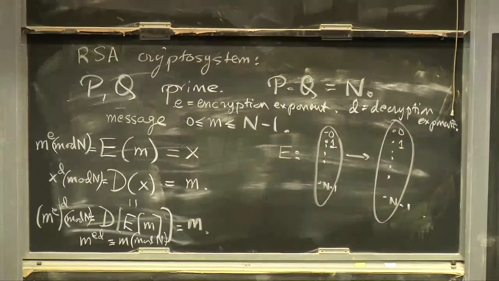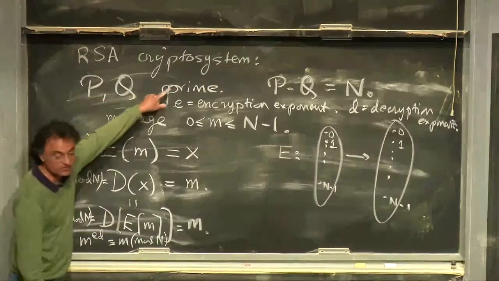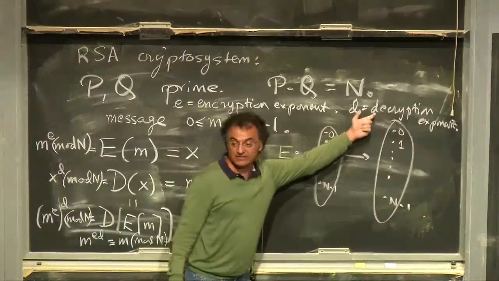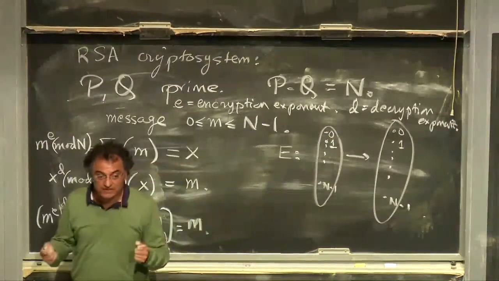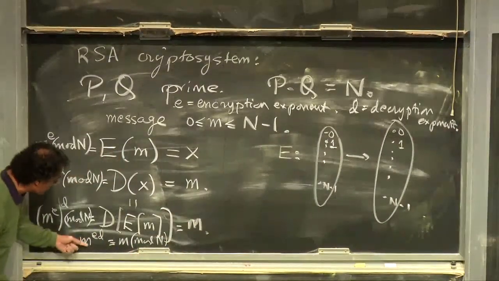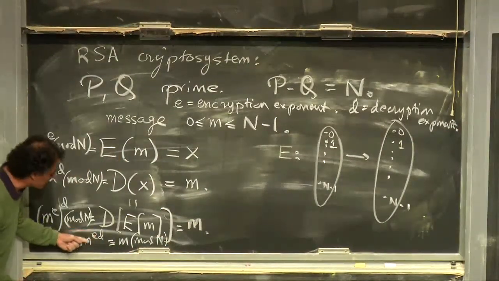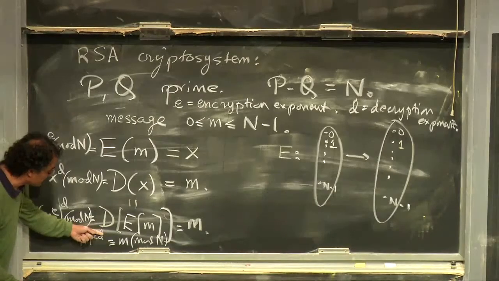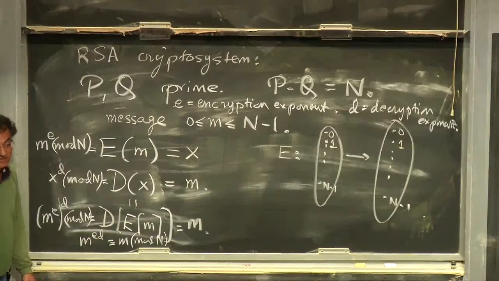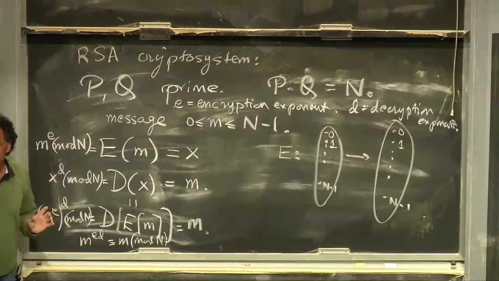Okay, they figured out you're working mod a product of two primes. There's a magic way of picking E and D, these encryption and decryption exponents, so that no matter what message you start from, if you raise it to the power of E and then raise the result to the power of D, you get back the message itself. Okay? That's their claim to fame.